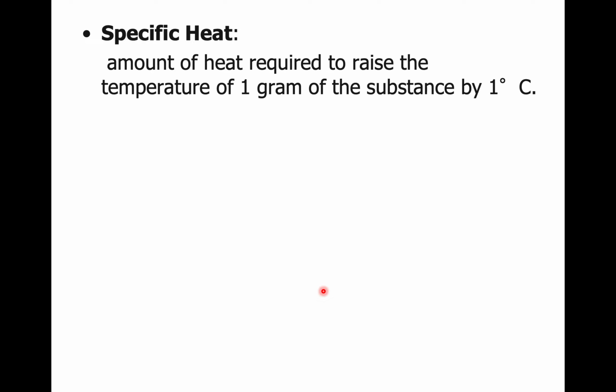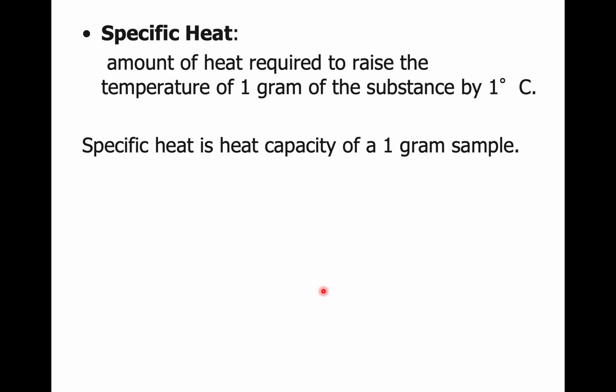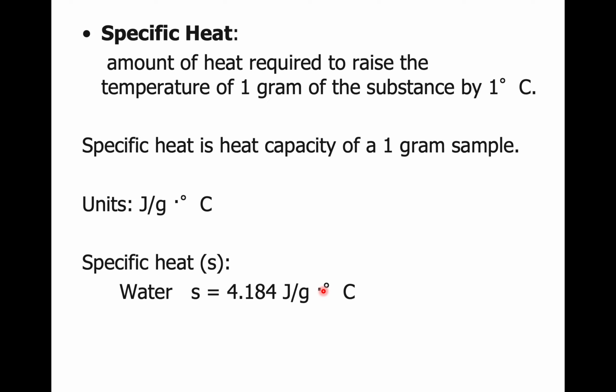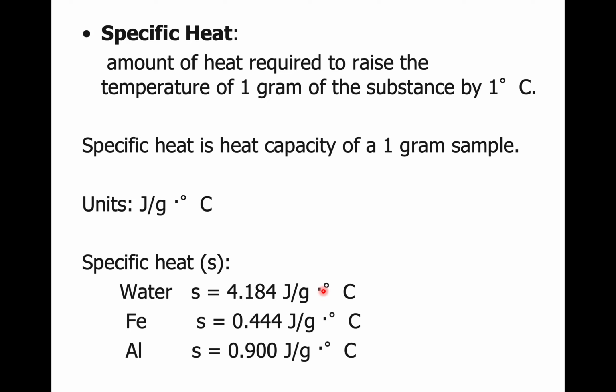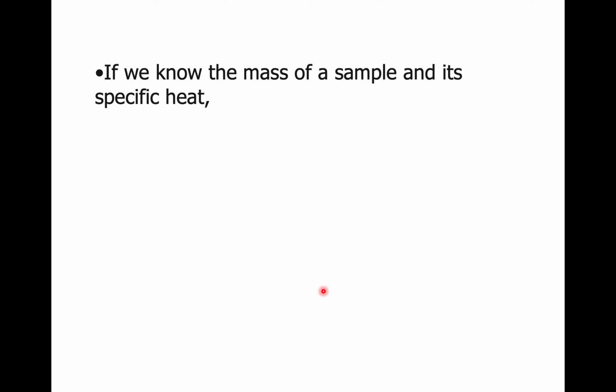All right, the specific heat. The amount of heat required to raise the temperature of 1 gram of substance by 1 degree C or 1 degree Kelvin, either one's the same. The specific heat is the heat capacity of a 1 gram sample. Its units are joules divided by grams times degrees C. For water, it's 4.184 joules divided by grams times degrees C. Iron is relatively low at 0.444 joules over grams times degrees C. Aluminum, also relatively low compared to water. And most metals are relatively low.